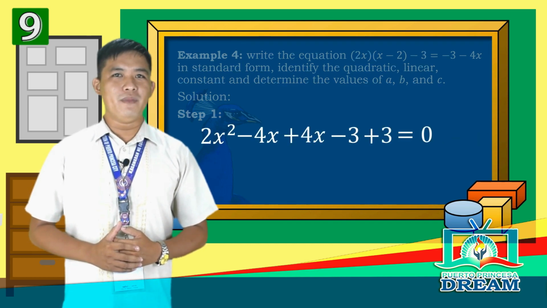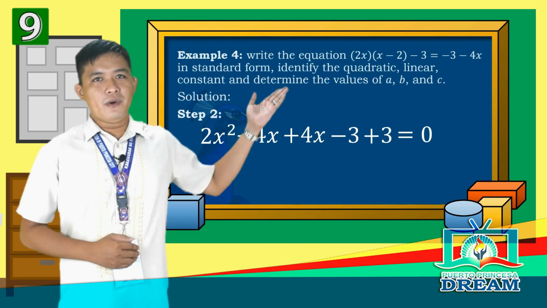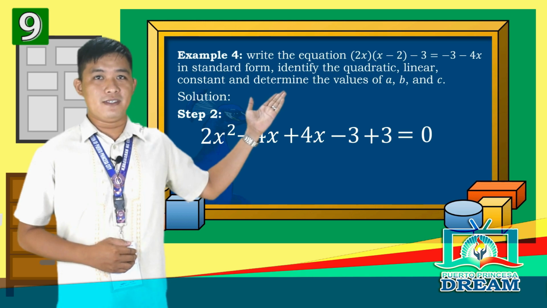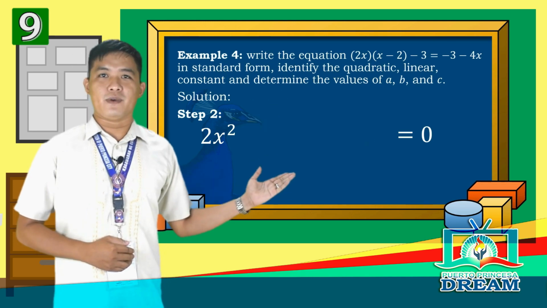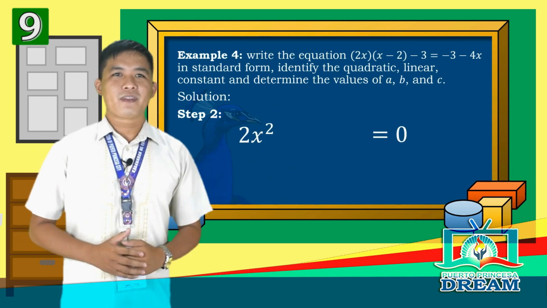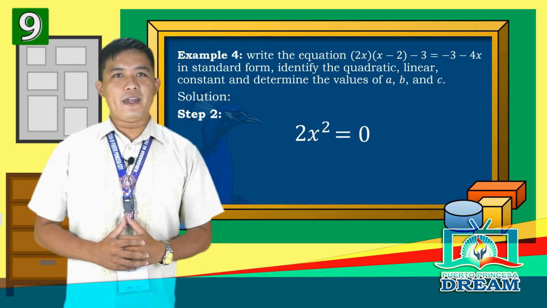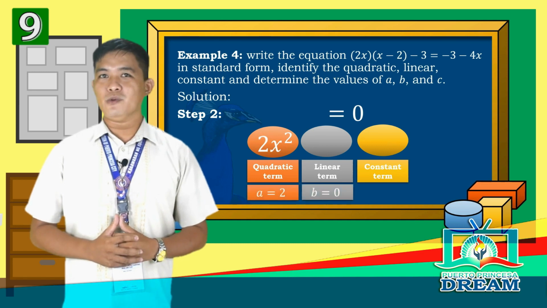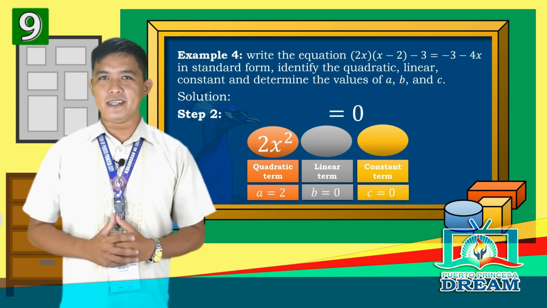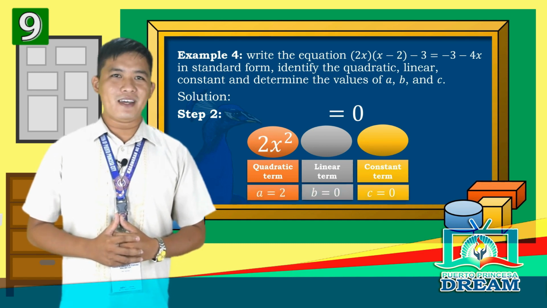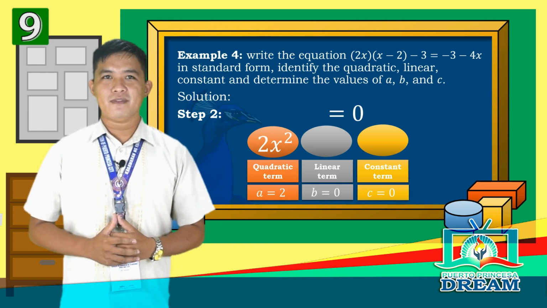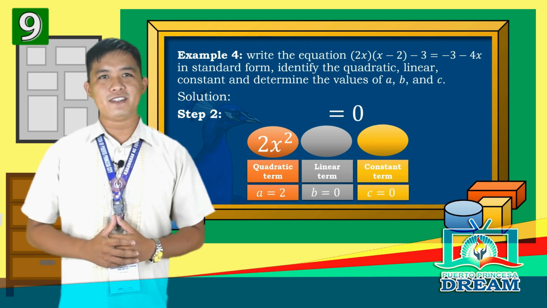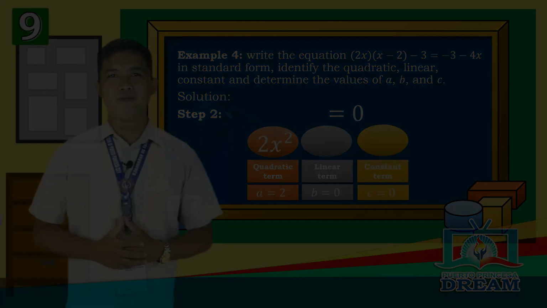Step 2. Combine like terms. 2x squared minus 4x plus 4x minus 3 plus 3 equals 0 will become 2x squared equals 0. The equation 2x squared is in standard form with a equal to 2, b equal to 0, and c equal to 0. The quadratic term is 2x squared. There is no linear term since b is 0 and no constant term since c is 0.